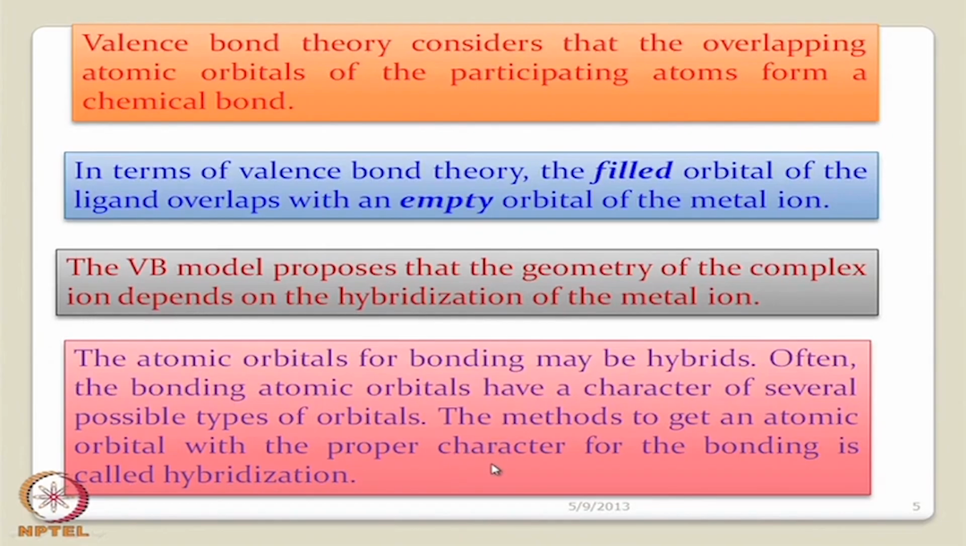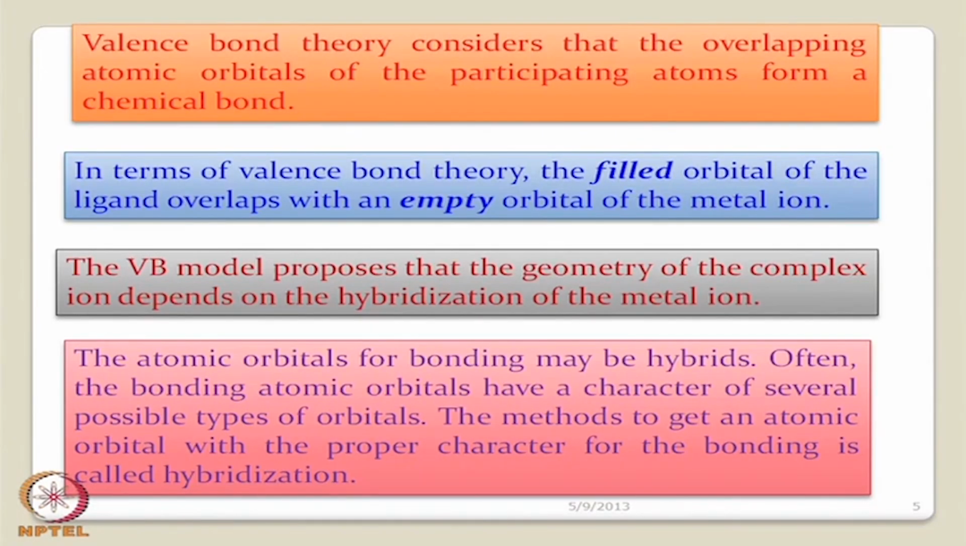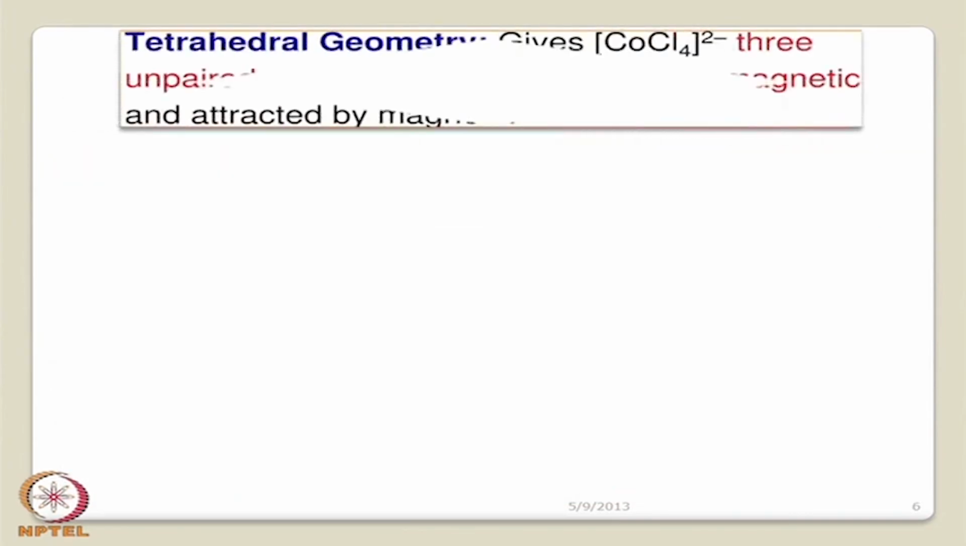So it is not the pure s or the pure p which is being utilized for bonding, because we need a particular geometrical orientation. The stereochemistry of the metal complex cannot be explained by taking the idea that only the p orbitals or only the s orbitals are involved in bonding, but the hybridized orbitals are involved in this particular type of bonding.